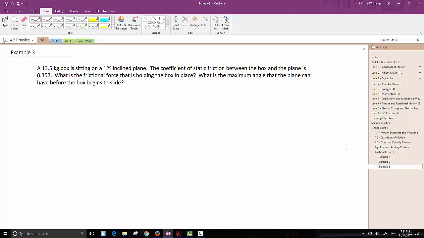And so now we're going to deal with an inclined plane. So we have a box sitting on an inclined plane. So let's just draw an inclined plane. This is at 12 degrees. We have a box sitting here. So this is all about drawing the diagram correctly. You do that, everything else is fine. So again, we have the force of gravity acting straight down.